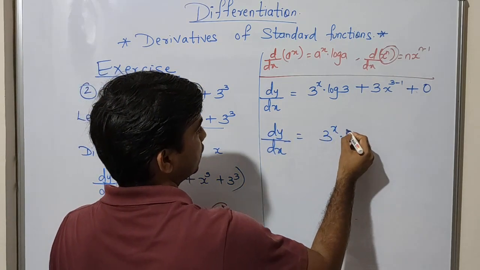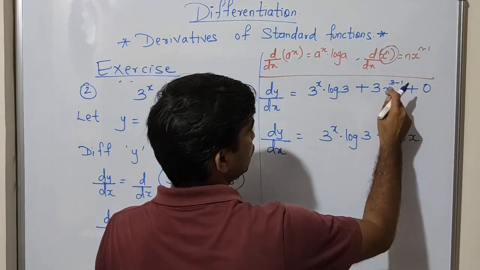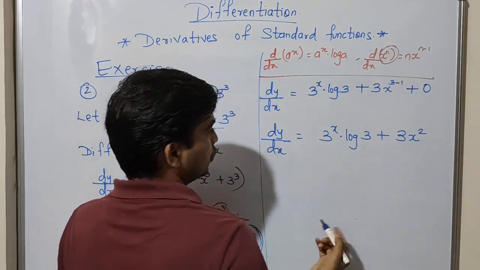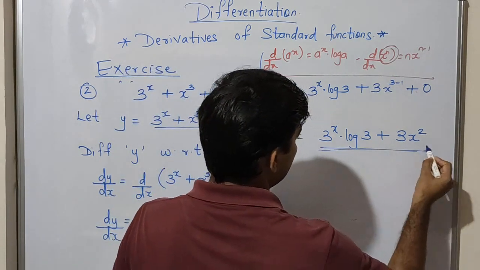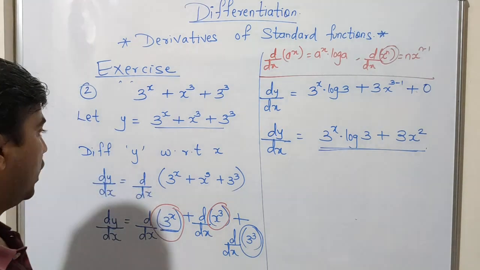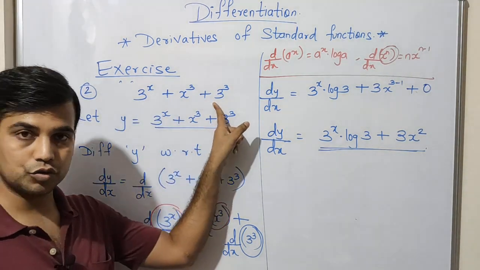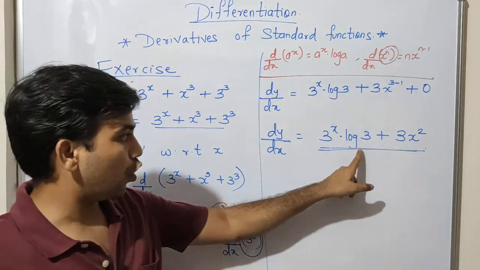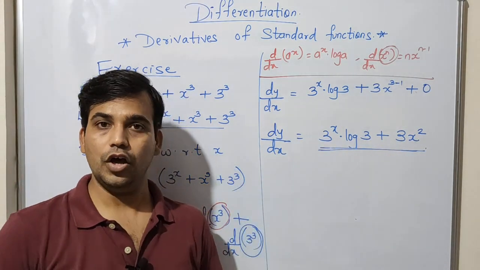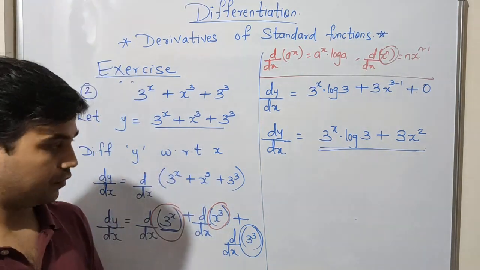3 raised to x log 3 plus 3x. What is 3 minus 1? 2. So we can just write this as 3 raised to x into log 3 plus 3x squared. So the derivative of 3 raised to x plus x raised to 3 plus 3 raised to 3 is 3 raised to x log 3 plus 3x squared. Pause the video over here, copy the sum, then you can proceed with the next one.